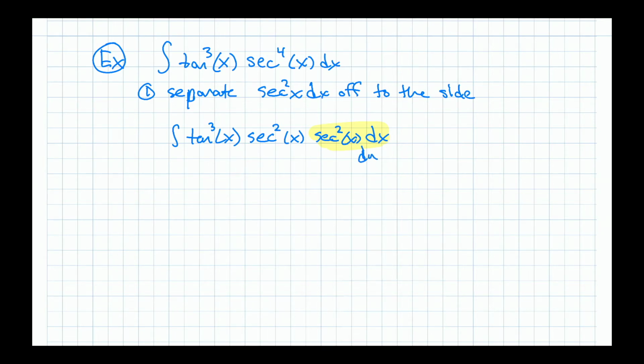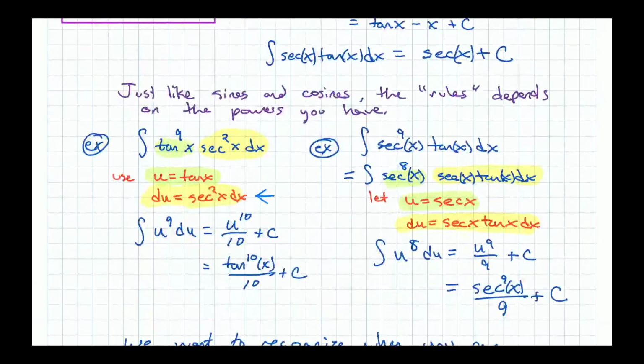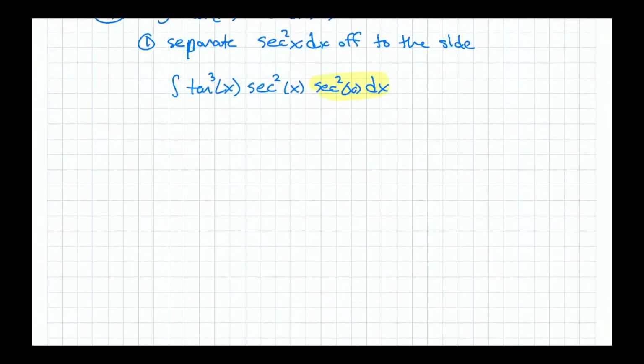Now, if that's going to be my du, then my u must be a tangent, right? Just like this example over here on the left. If this is our du, then our u must be a tangent. So everything else needs to be tangents. So what we have to do is convert the remaining secants into tangents.